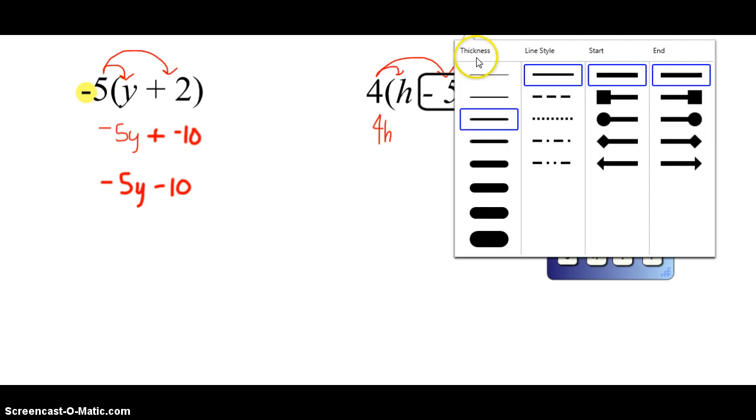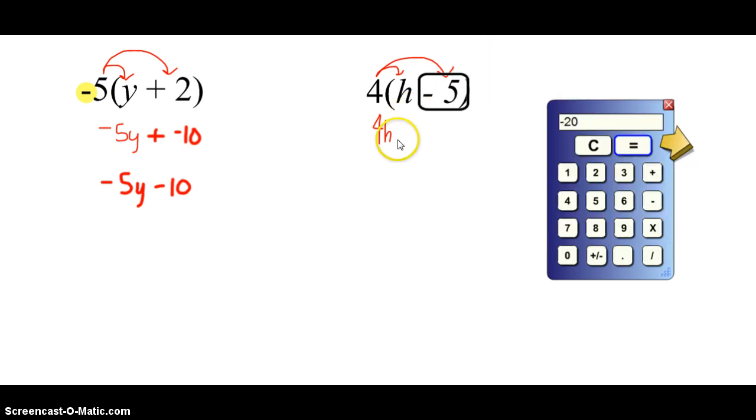So just like before, that means you could look at it two different ways. You could say, okay, well, that's a -20, or you could say it's 4h, and then plus, you would have to have a negative symbol in front of your 20 because it is a negative number. Both of those mean the same thing. You have to understand that.